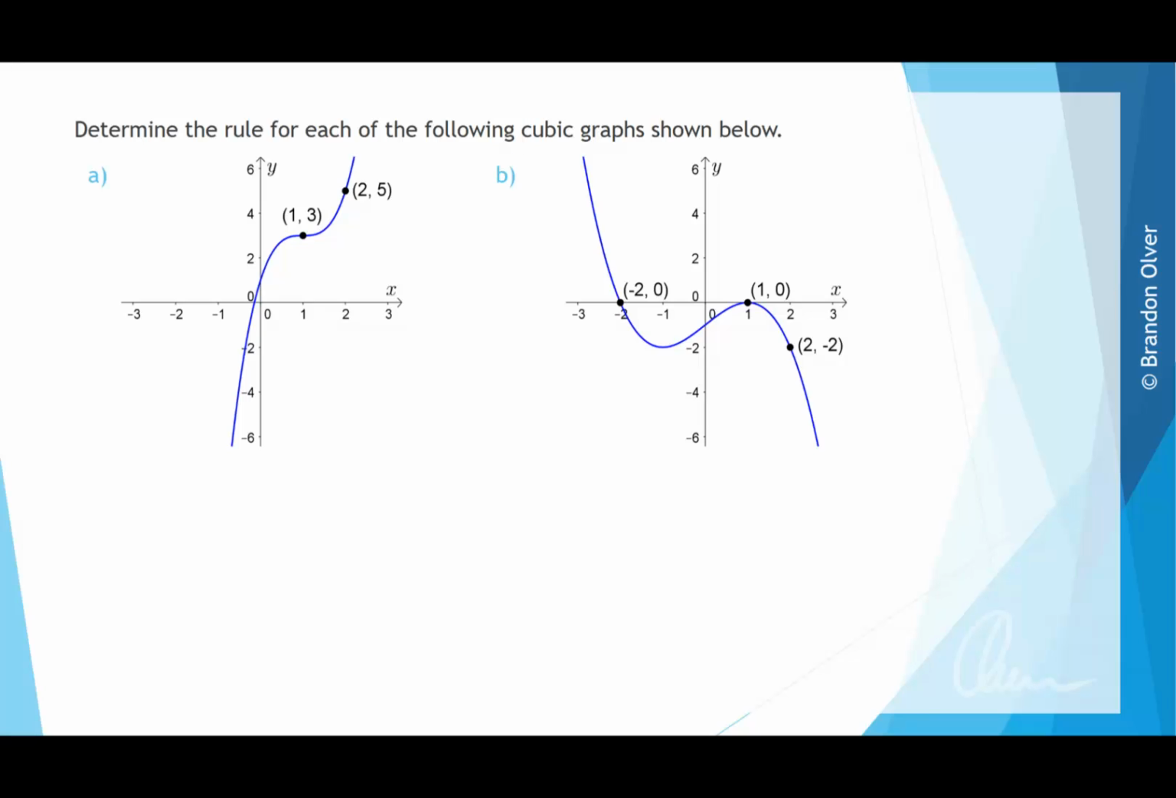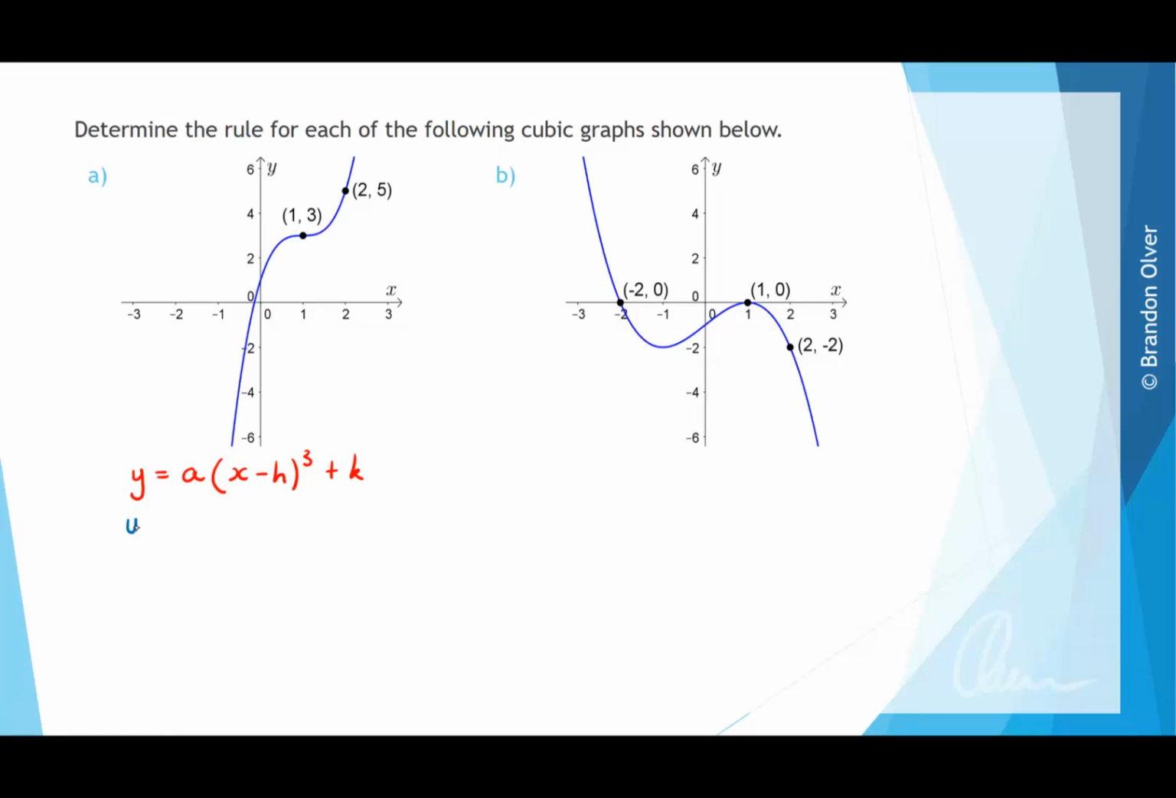Determine the rule for each of the following cubic graphs shown below. For part A, we can see that this particular graph has a point of inflection. So that means we're going to start with the form y equals a times (x minus h) to the power of 3 plus k, where (h, k) is the coordinates of the turning point.